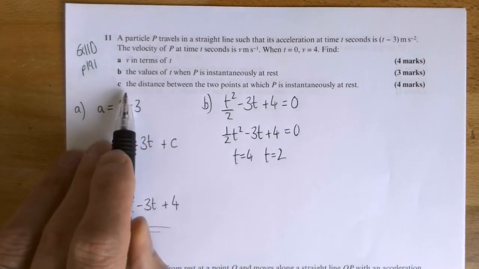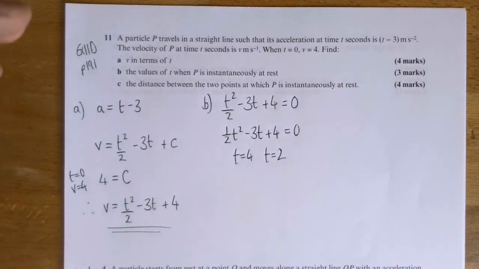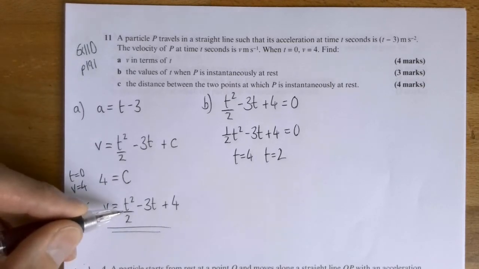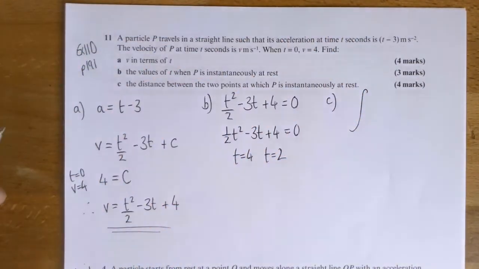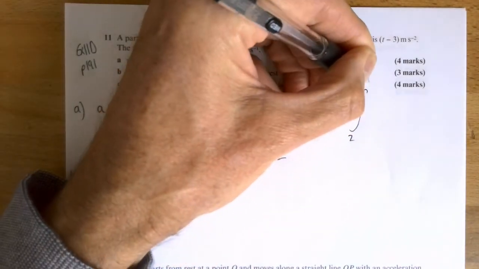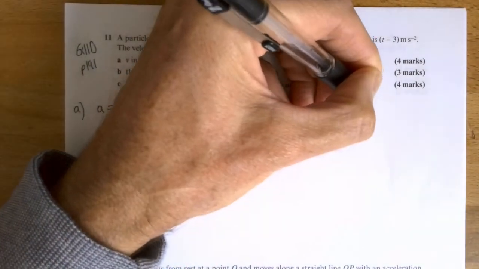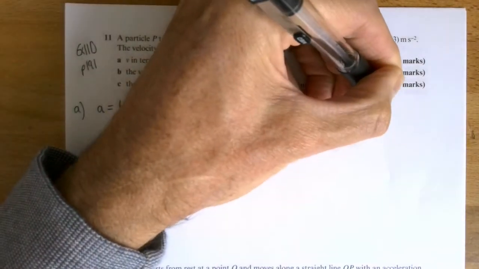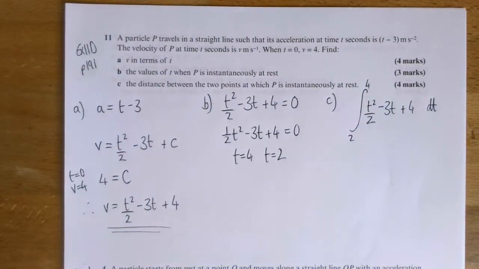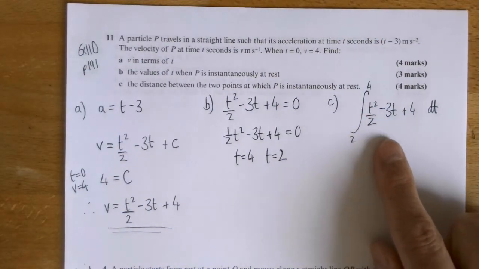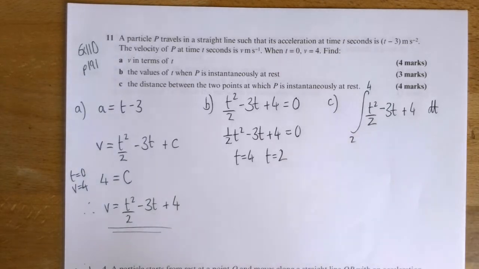And then the distance between 2 points. So if we want to work out distance, we integrate velocity. So I need to integrate this formula, and now I'm doing it between 2 values. So that's between 2 and 4. I'm integrating t squared over 2 minus 3t plus 4. t is the variable, that's what dt tells us. So see if you can do this. You're going to integrate it, and then you're going to substitute in t is 4 and t is 2. One take the other will give you your final answer.